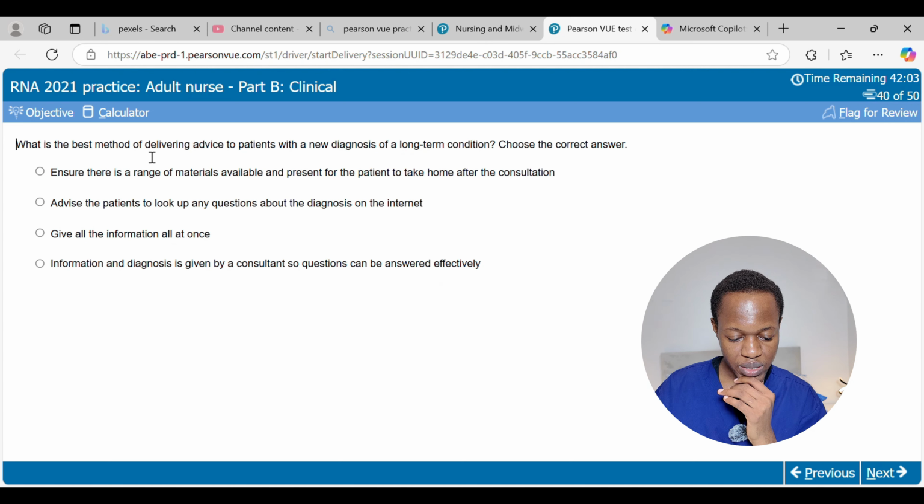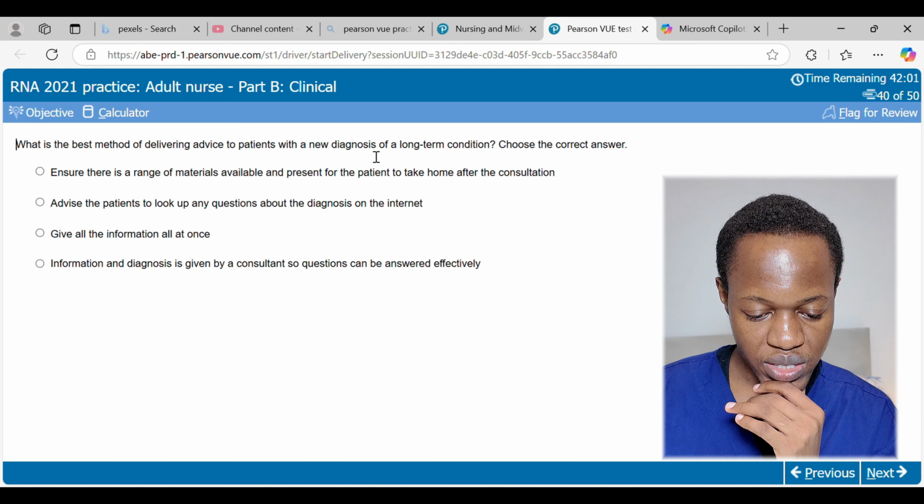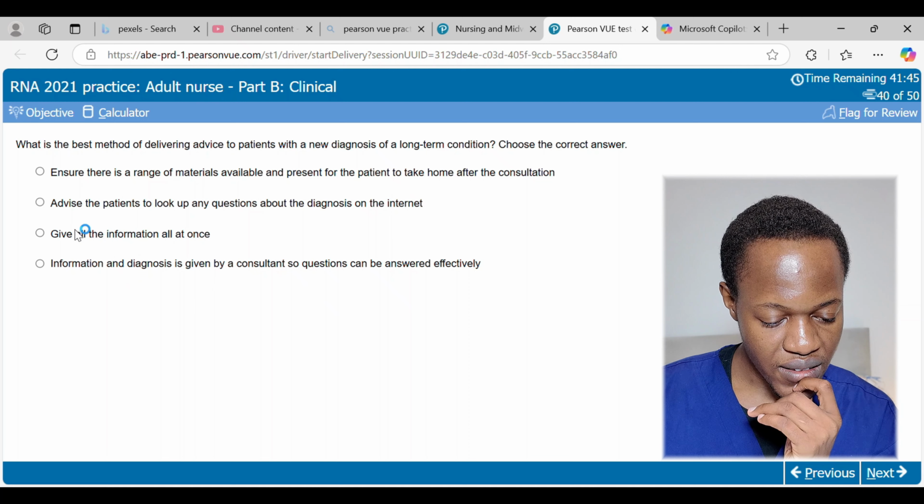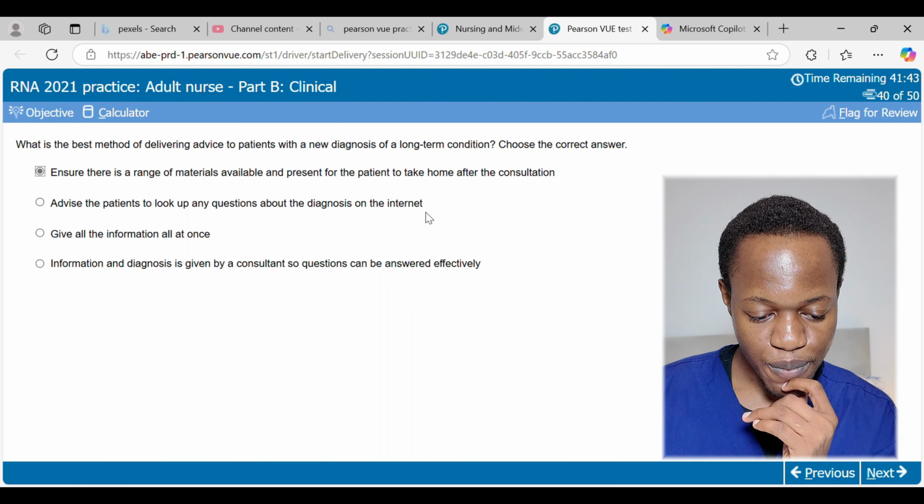What is the best method of delivering advice to patients with a new diagnosis of a long-term condition? Ensure there is a range of materials available and present for the patient to take home after the consultation. Advise the patient to look up any questions? No. Give all information? No. Information and diagnosis given? No. I'll just go with A.